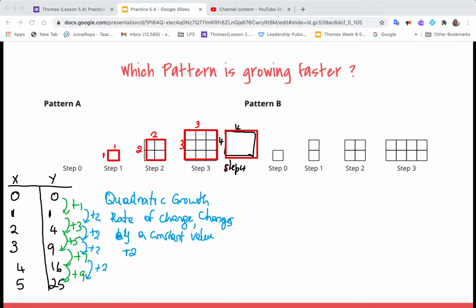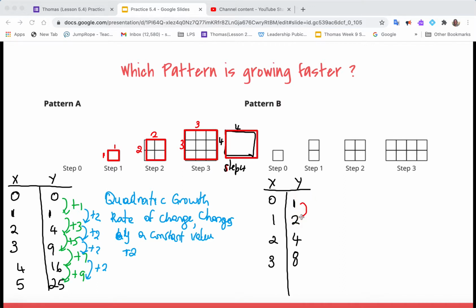Now let's look at pattern B. I'm going to construct my table of values. All right, so X represents the step number, Y represents the total number of squares. So for 0, there's 1 square. For 1, there are 2 squares. For 2, there are 4 squares. For 3, there are 8 squares. So it looks like we are doubling the number of squares each time.